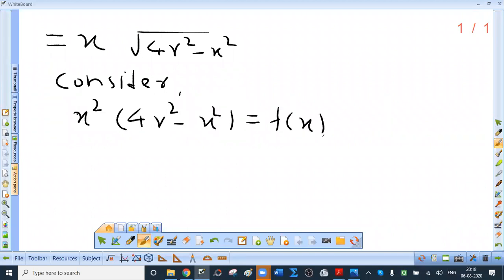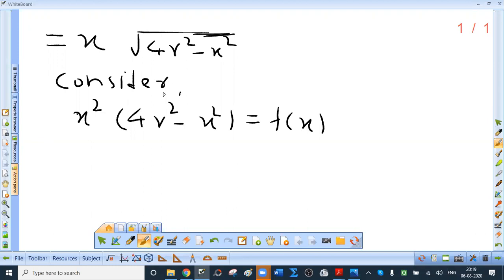See the difference between earlier sums and this sum. In this case also, if you consider this as the original function, no problem. You will get the same answer. But to avoid the root, see what I'm doing? I'm squaring this. So x square into 4r square minus x square. I represent this by f of x, right? Now the problem remains the same because I'm considering this part only and I have just squared it.